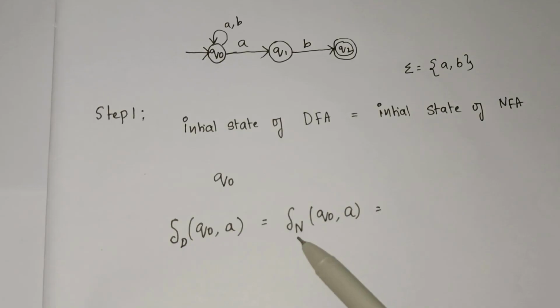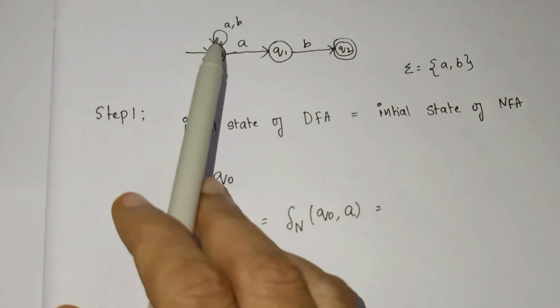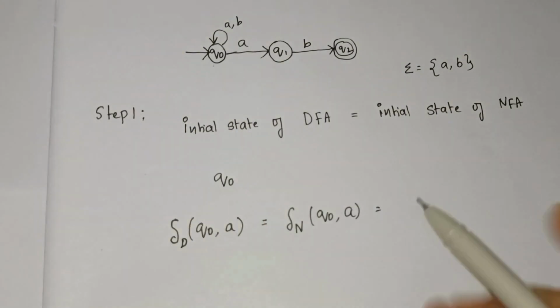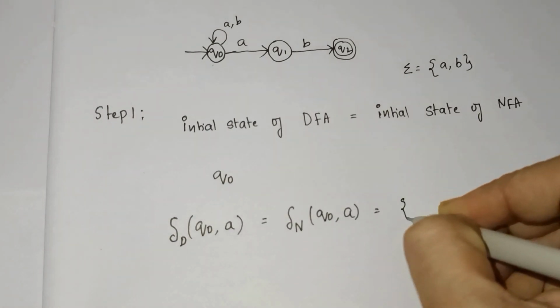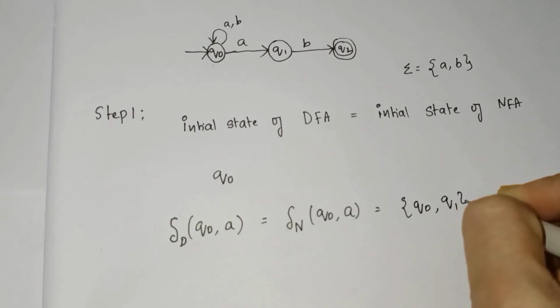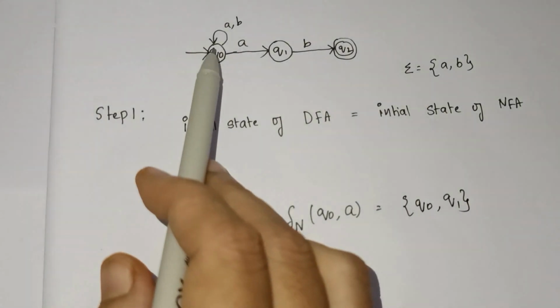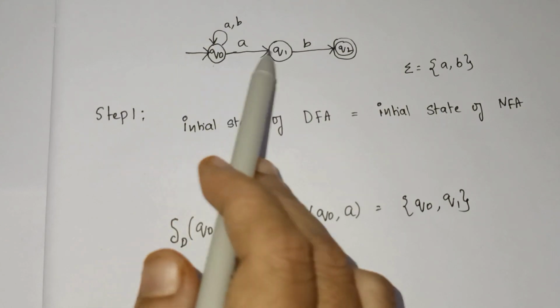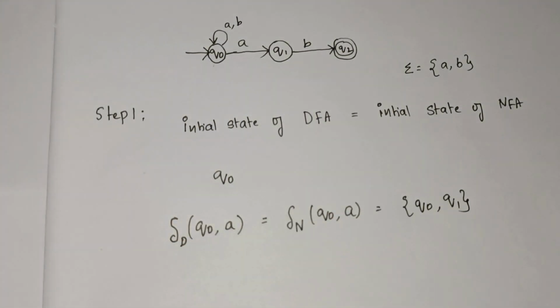What is the NFA's Q0 on A? NFA's Q0 on A is, we got Q0 and Q1. So Q0 on A is Q0 and Q1. That is the state we got.